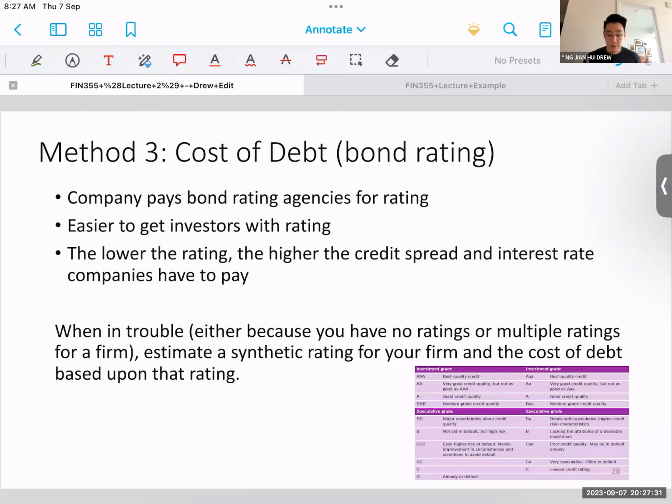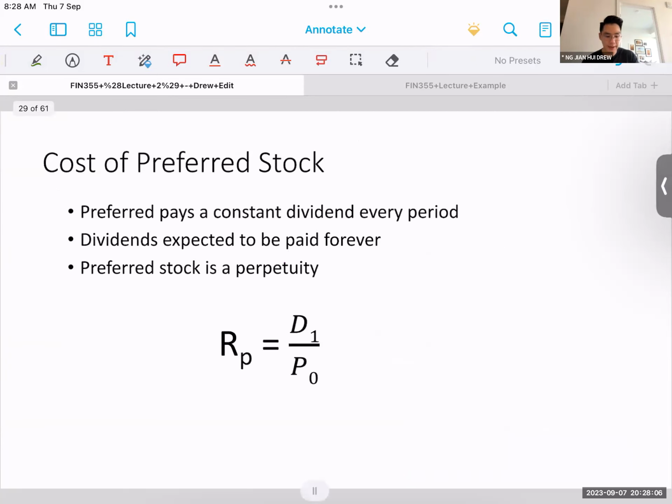And so in method three, we're rating the bonds. Of course, if the bond is rated A, then the cost of debt is lower. A means it's very highly rated, a very good bond, and so it's not so risky. A low-rated bond means it's most likely to default, and therefore the yield to maturity is higher. Okay, any questions? Those are the three methods for cost of debt.